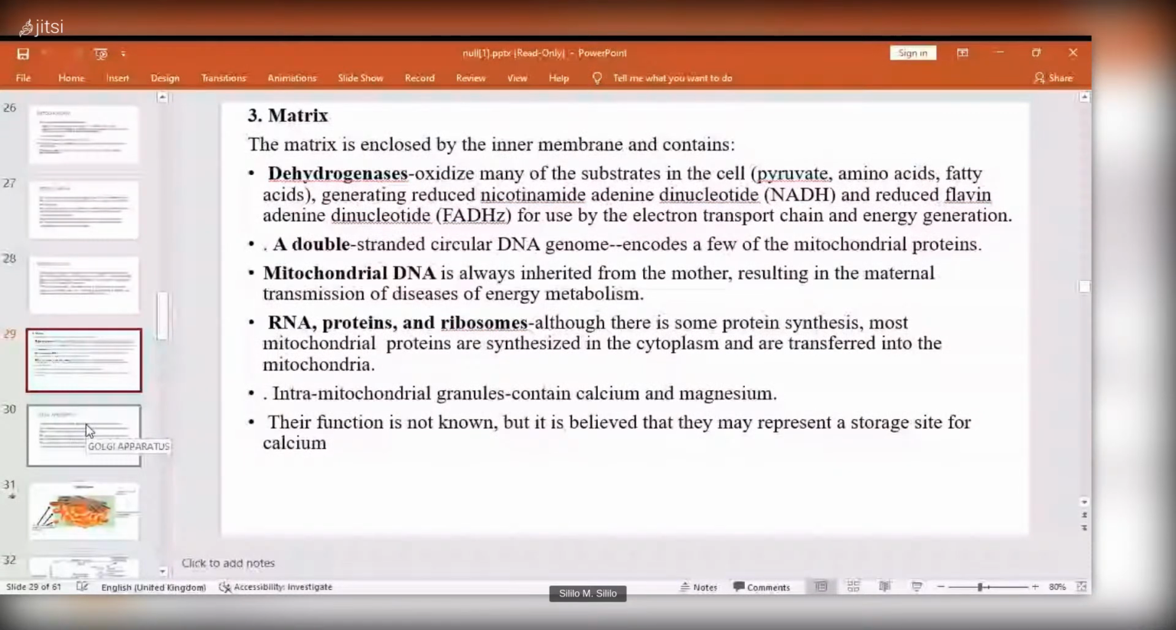Okay. The other bullet in there is that mitochondrial DNA is always inherited from the mother. Someone was asking you this question. Remember, in fertilization, the sperm's head penetrates through the oocyte, and the tail remains on the outside of the oocyte.